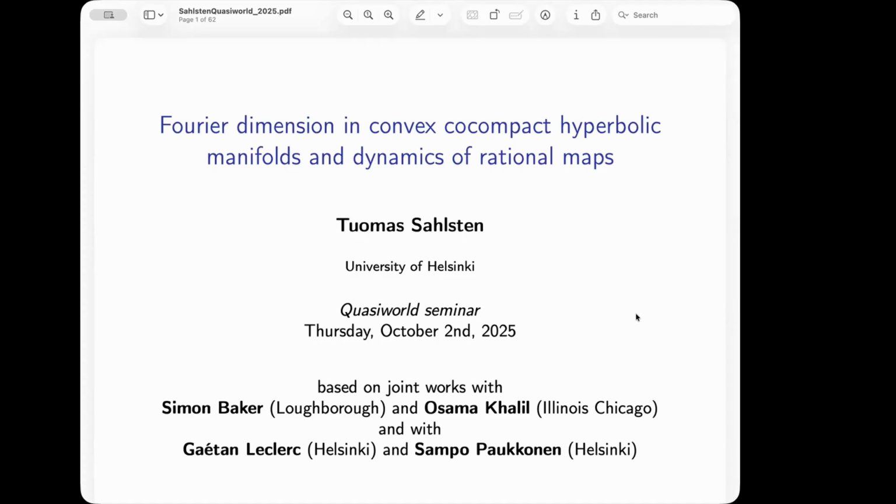So this topic is about hyperbolic manifolds and a little bit about rational maps, and a little bit go into some quasi-regular things that we are thinking about at the moment. But hopefully maybe there are some questions from the audience on this. And this is joint work with Simon Baker, Osama Khalil, and another paper that we're talking about, my postdoc Gaetan Leclerc and PhD student Sampo Paukkonen.